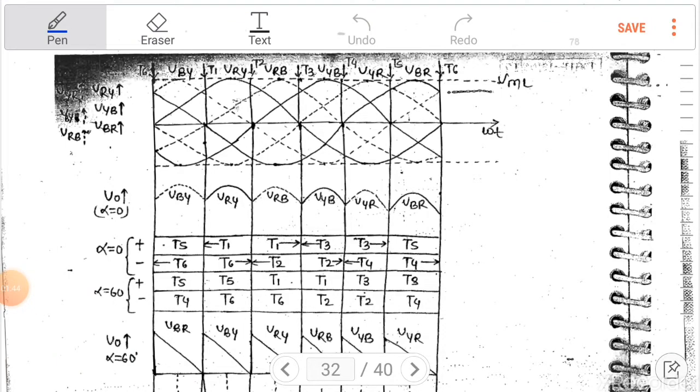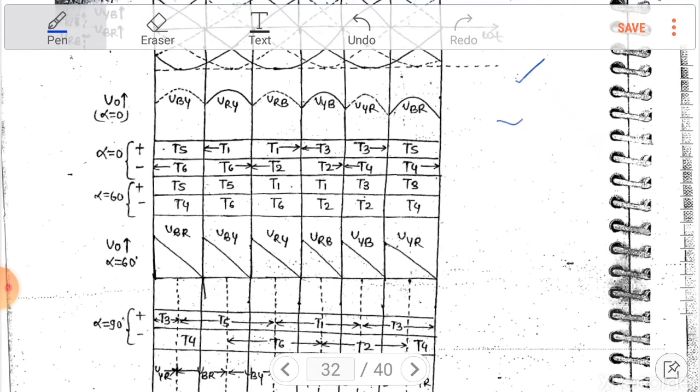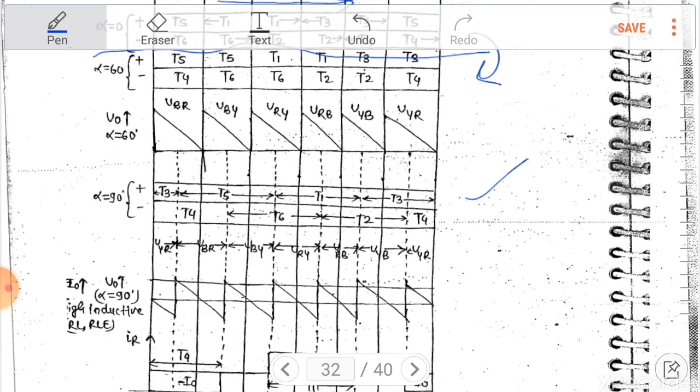After that, we have seen the voltage waveforms of the line voltages and how we get the average output voltage for alpha equal to 0, and then we get the timing diagram from alpha equal to 0 to alpha equal to 60 degree and for alpha equal to 90 degree. The thyristors are pushed to the right side when alpha is increasing. At alpha equal to 90 degree, this is the timing diagram.